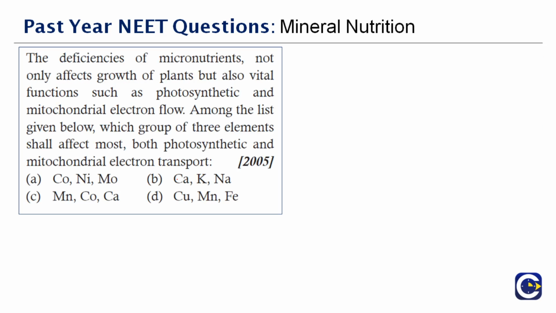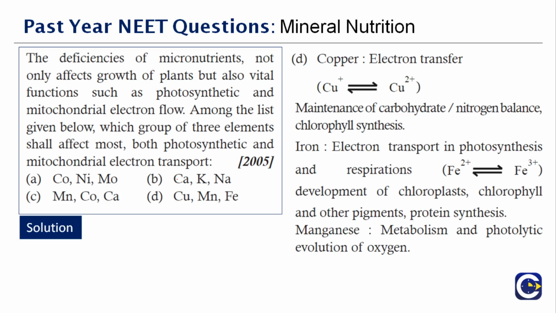Next question here. The deficiency of micronutrients not only affects growth of plants but also vital functions such as photosynthetic and mitochondrial electron flow. Among the list given below, which group of three elements shall affect most or both photosynthetic and mitochondrial electron transport? This question was asked in the year 2005. To your right side, I'm going to give you an explanation. You can see that. Now, copper is the answer. I mean, option D is the answer.